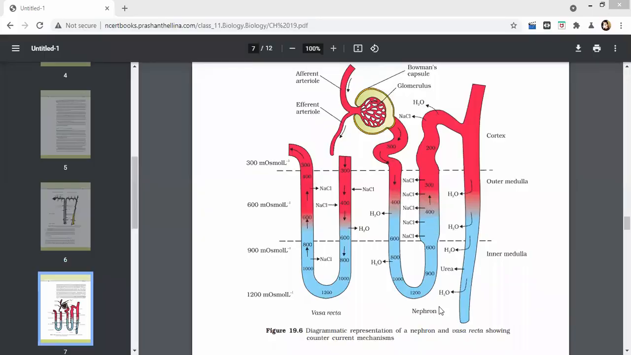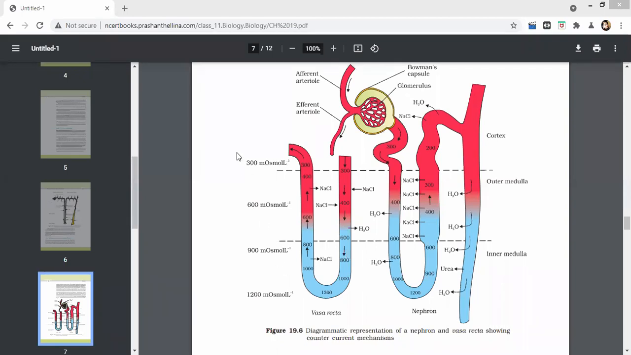When we are talking about the second part of the nephron, you can see this is the ascending form, but side by side the vasa recta is going to show the descending form. So the directions of flow of the filtrate are opposite, and that is why this mechanism is known as the countercurrent mechanism. Now let's see how it is taking place.